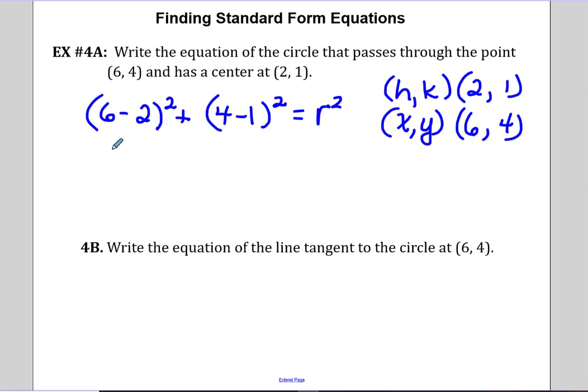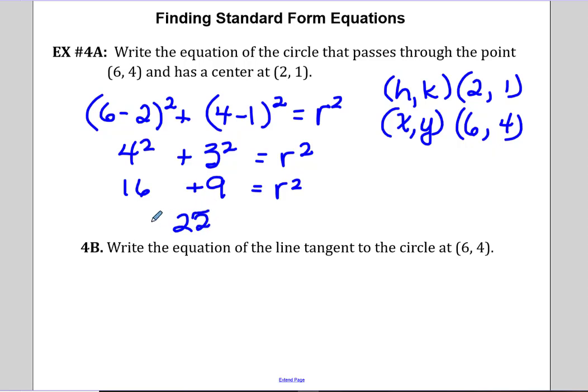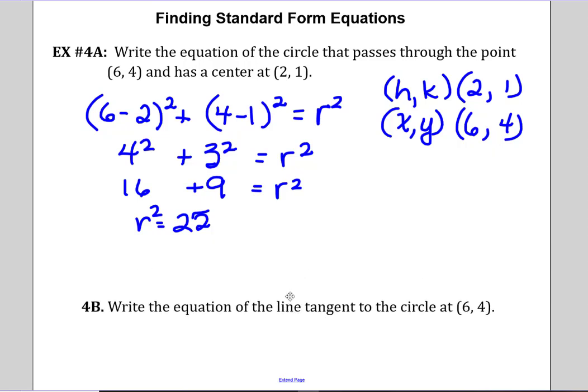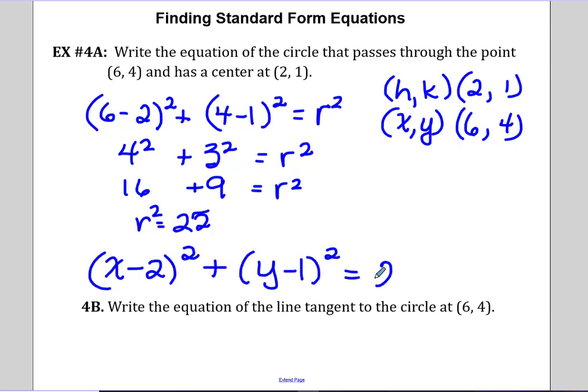So 6 minus 2 is 4. 4 squared is 16. And 4 minus 1 is 3, and 3 squared is 9. So our radius squared is 25. And we could write the equation for that circle. The center is (h, k), so (x minus 2) quantity squared plus (y minus 1) quantity squared is equal to r squared, which was 25.